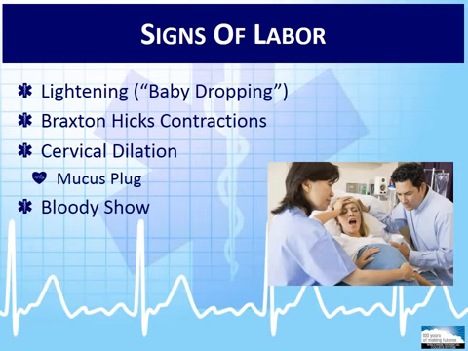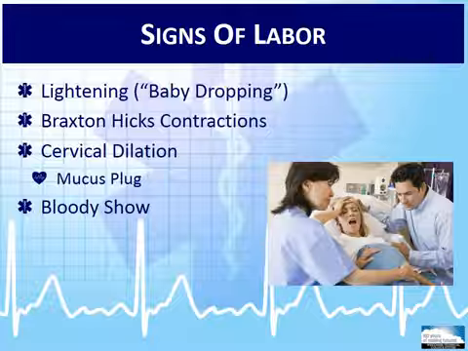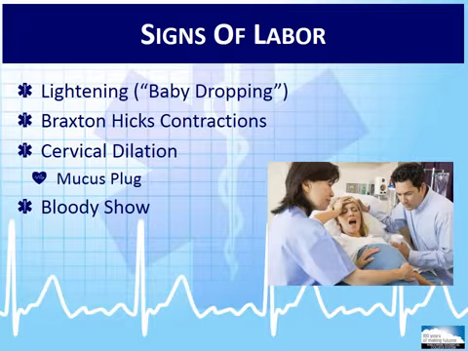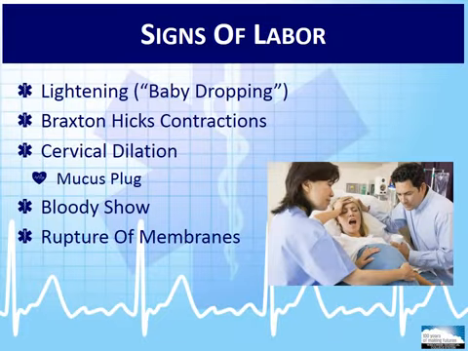Bloody show can commonly accompany the passing of the mucus plug. This is a light bleeding from the vagina that will make the mucus discharge appear tinged pink, red, or brown. Rupture of membranes occurs when the amniotic sac ruptures. Given the subsequent release of amniotic fluid, this rupture is commonly known as breaking the water.